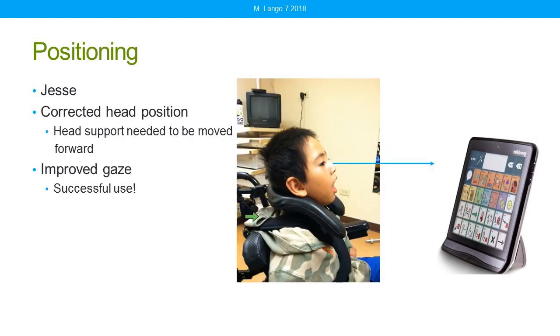Couple turns of the Allen wrench, and now his head is aligned. Once his head is aligned, his gaze is going where it should be, and he could use his device 80% better right off the bat. He didn't need a new device. He didn't need a new access method. The device didn't need to be reprogrammed. His head support had to be readjusted. So very important to first look at positioning of the client and look at positioning in relation to the device. So once we improved his gaze, yay, we were in business.